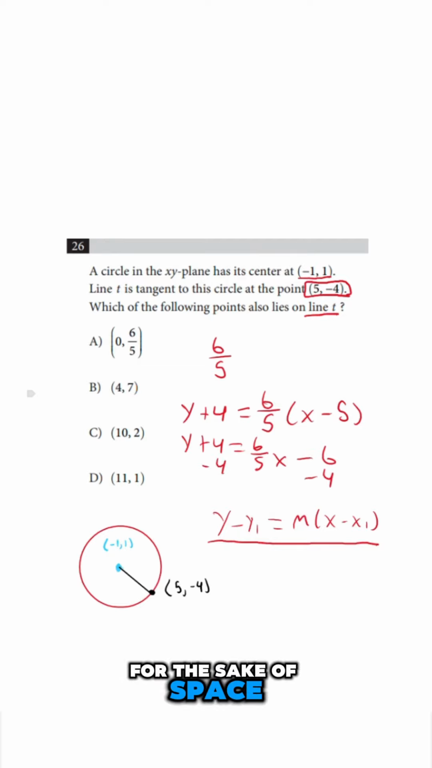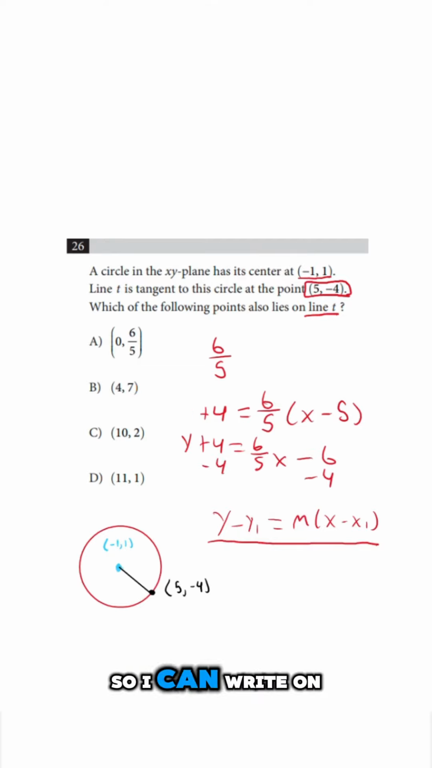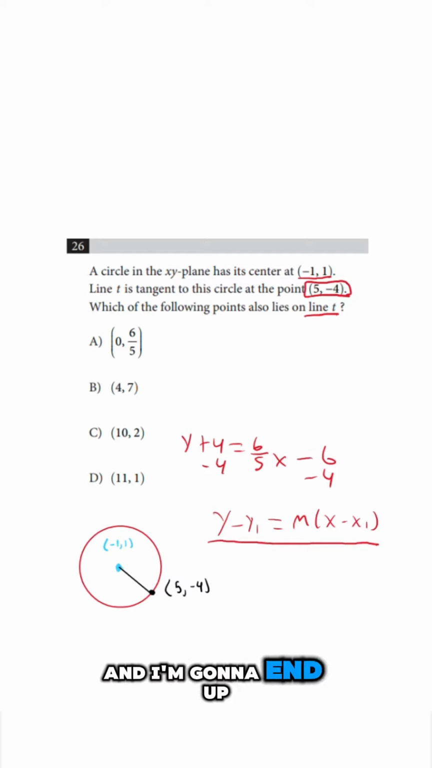And just for the sake of space, I'm going to start erasing what I have on top so I can write on top of it. And I'm going to end up with y equals 6/5 x minus 10.